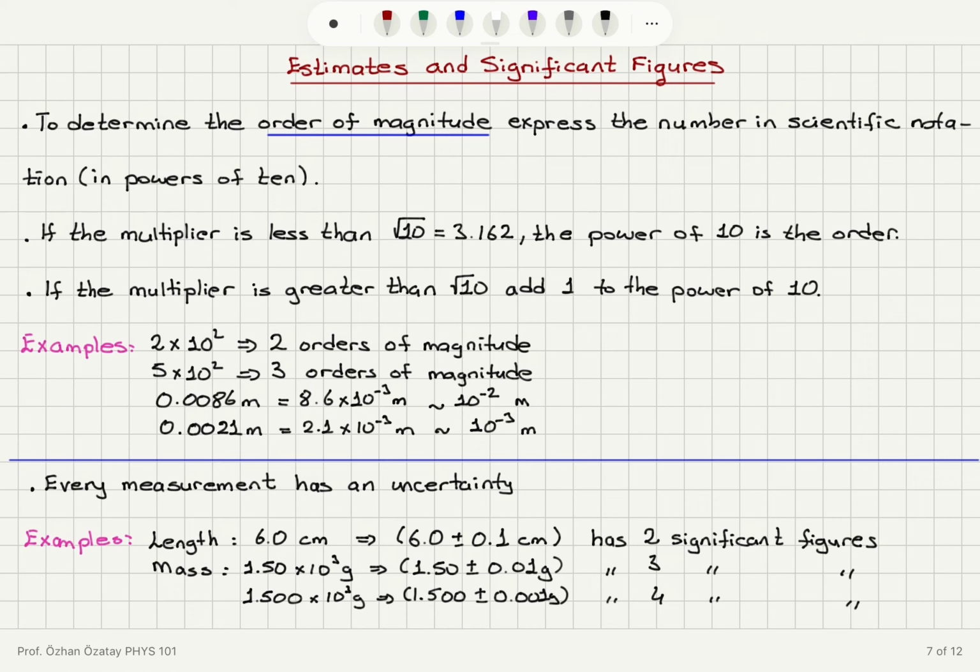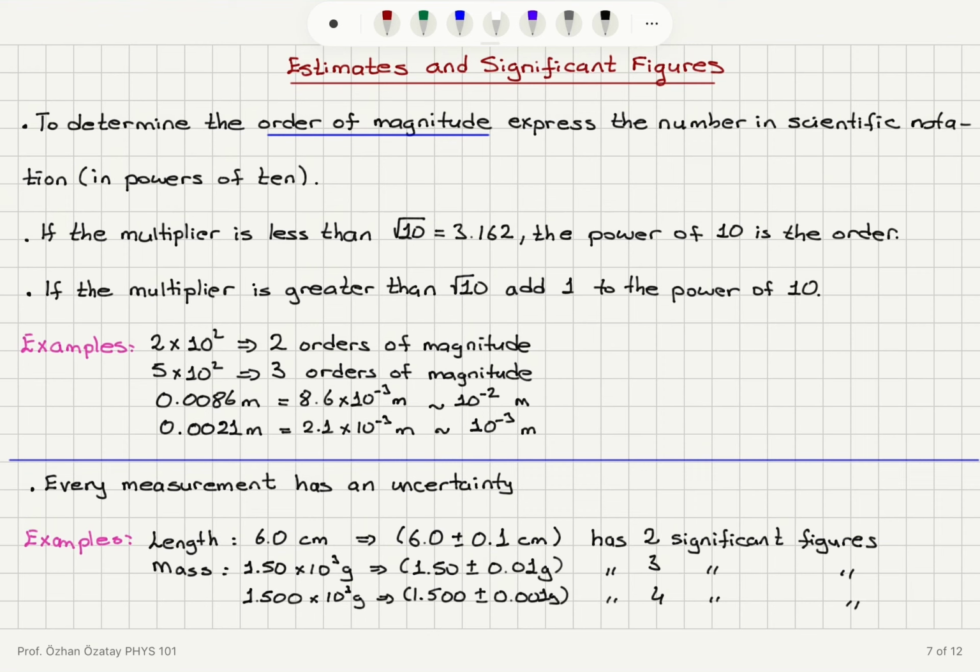Let's say that we have measured length and the result is 0.0086 meters. So to express this in scientific notation, we leave only one digit before the decimal point. So it's going to be 8.6 times 10 to minus 3 meters. We check the multiplier, 8.6, it's greater than square root 10. So this will be estimated as 10 to minus 2 meters, and it's minus 2 orders of magnitude.